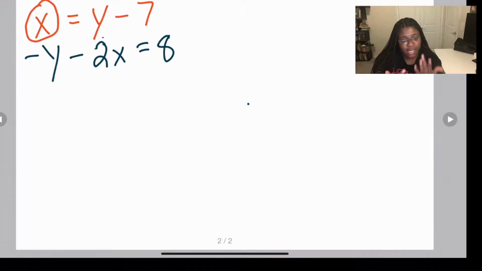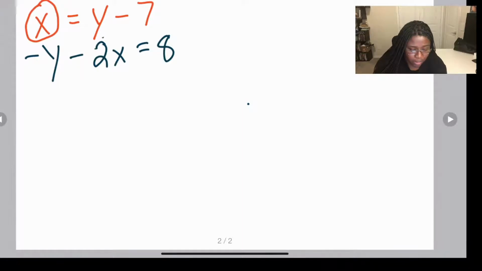Substitution, like I said, is like a sandwich. You take your ham, put it on, take your cheese, put it on, whatever that it is. And in this case, we only have one ham, I guess. And the ham that we have is this x. So if x is my ham and this equation down here, the negative y minus 2x equals 8, is my bread, I need to take my ham and put it in or on my bread.